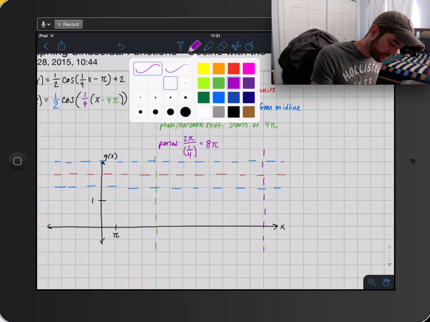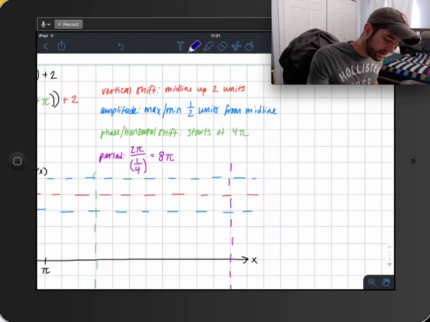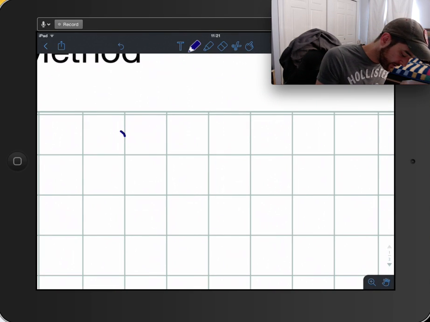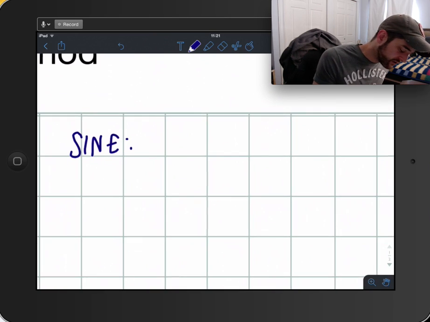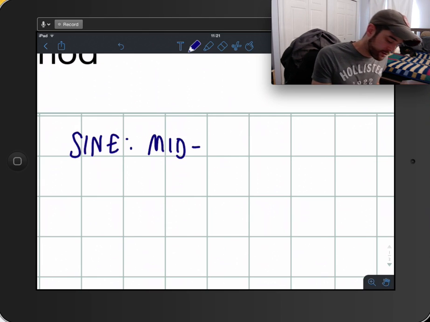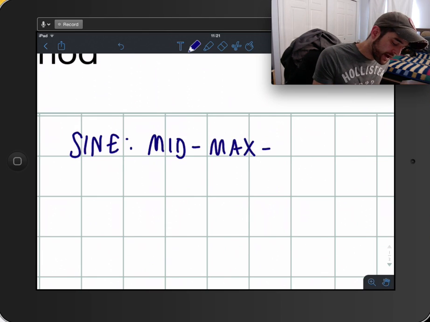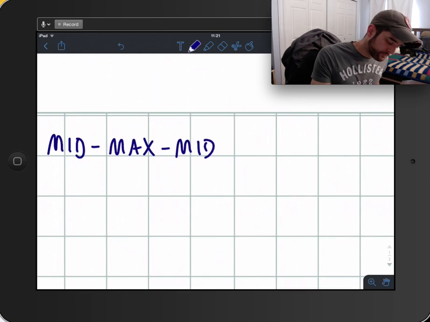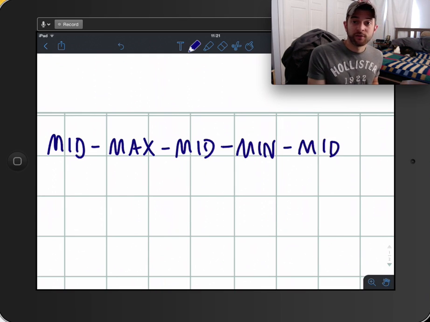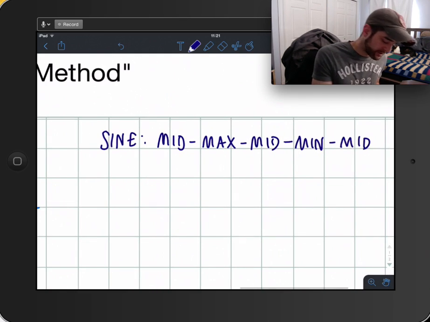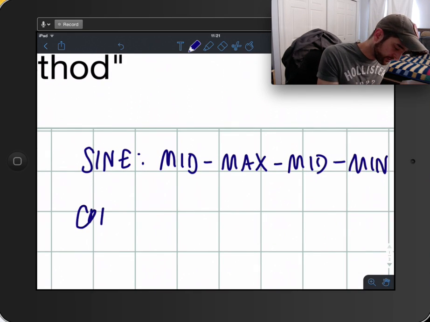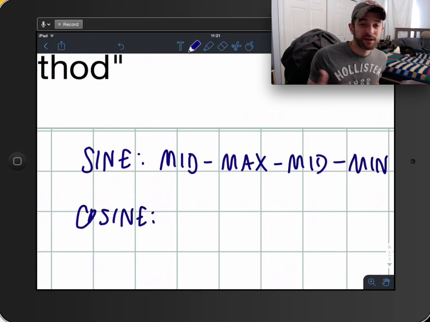So before we graph it, let's talk about how cosine behaves. In the previous video, we talked about how sine behaves like this. It starts at the midline. A quarter of the way through, it goes to its maximum value. Halfway through, it goes to its midline again. 3/4 of the way through, it's at its minimum, and then it ends where it begins at the midline. Cosine is very similar. Cosine is just a little phase shift away from being sine, but for the purposes of this method, it does behave a little differently.